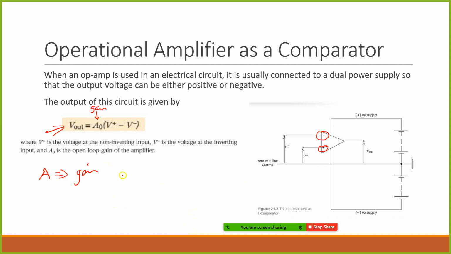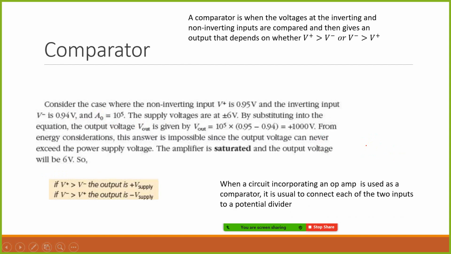So I think we were talking about this equation. Whenever we get a question related to comparators, you have to use this equation to find out what my output voltage is going to be like. We will look at questions very soon as it pertains to that. But there's something very important that you're going to see happening here as it relates to the comparator. Now, it says that a comparator is when the voltages at the inverting and the non-inverting terminals are compared and then give an output that depends on whether the input at the non-inverting terminal is greater than the input at the inverting terminal, or the other way around.